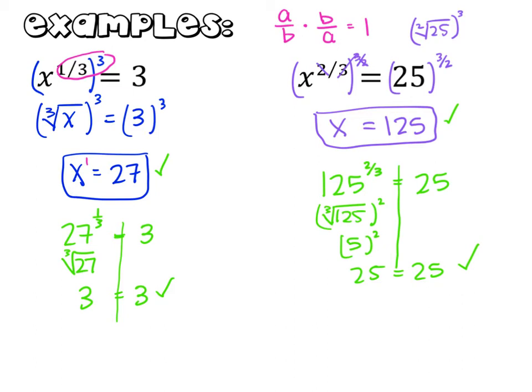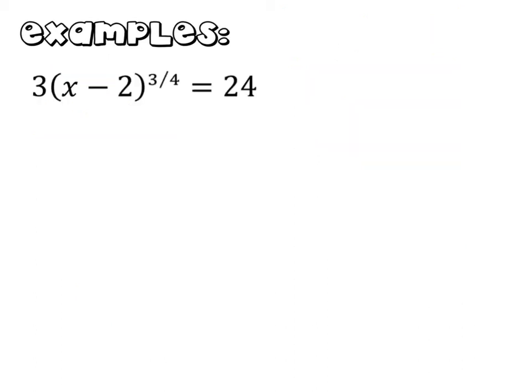And we want to look at two more of the messier ones together. Just like with our radical equations yesterday, our first step is still to get the part that would be like a radical by itself, which means that this 3 in the front isn't part of the thing that has the rational exponent. So I need to move that 3 to the other side first. I'm going to do that by dividing both sides by 3. So then x minus 2 to the 3/4 power is 8.